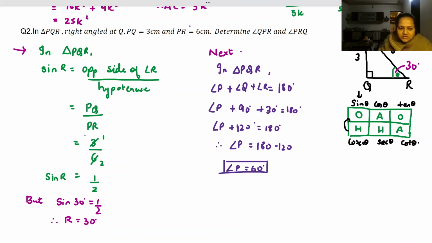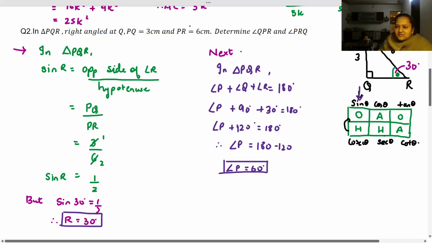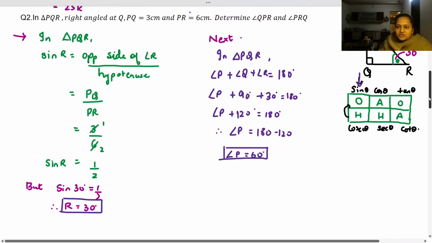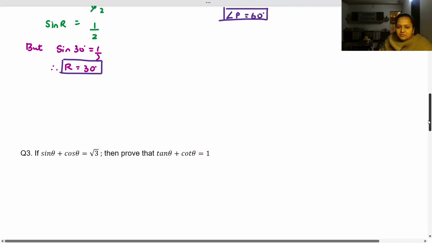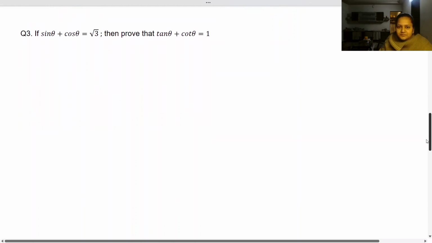What were we supposed to do in this question? Using sides. We observed that we had two sides, opposite side and the hypotenuse of angle R. So using the trigonometric ratio sine, we were able to find the angle. Right? This is a little different one. It can be asked as a 2-mark question or an MCQ. Okay, moving on to the next one.